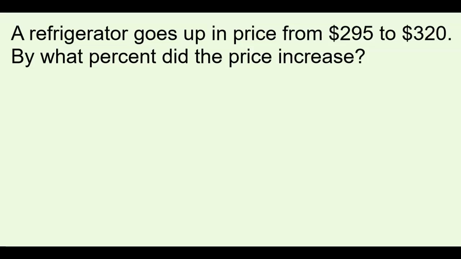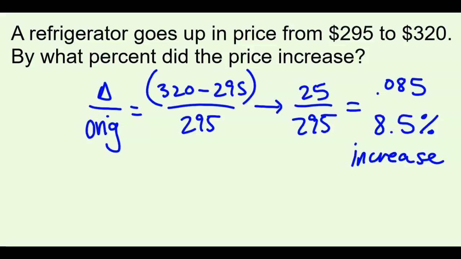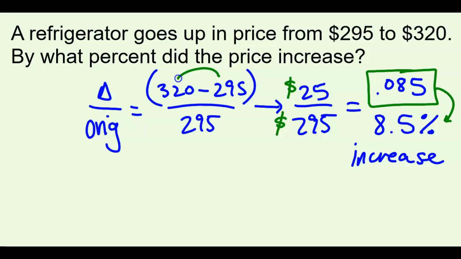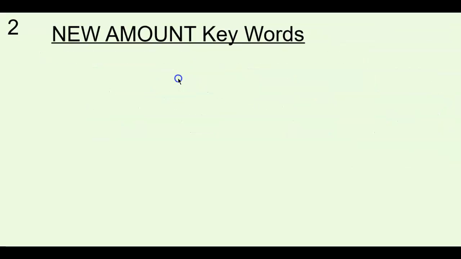All right, there's one more story problem here for the refrigerator. So the price went from $295 to $320. So try that one quick. Pause. Okay, so I just subtracted between the two numbers to figure out how much the price went up. It went up $25 compared to the original $295. I got a decimal when I divided that, and then just turn it into a percent and label it because the price went up. It's an increase.